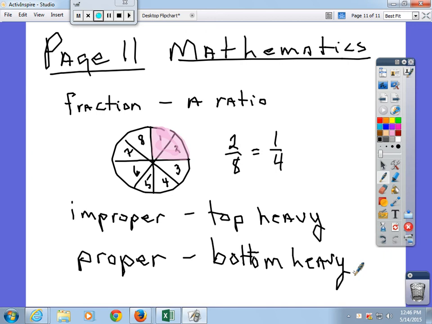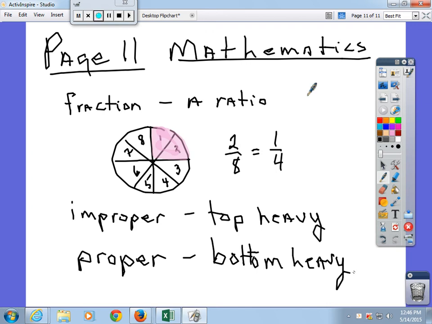Think about it. You don't walk into Walmart and ask for 25/3 feet of rope. You ask for 6.5 feet or 7.5 feet. That's when you change it into a mixed number. So mixed numbers are only used for units of measurement. Okay?